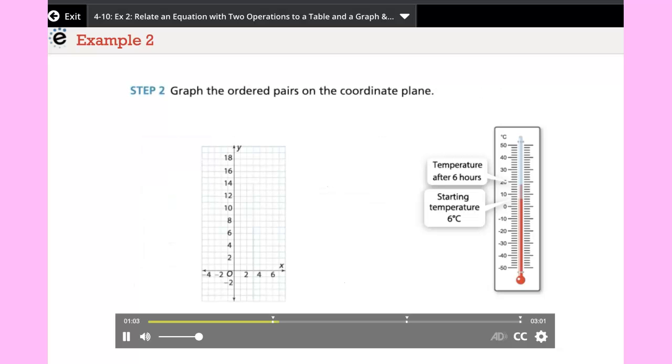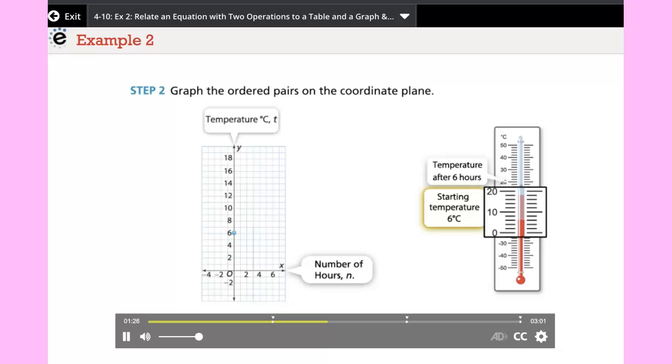Another way to represent the problem is to graph ordered pairs on the coordinate plane. Plot the number of hours, N, on the x-axis. Plot temperature in degrees Celsius, T, on the y-axis. Show the starting temperature of 6 degrees Celsius by plotting a point at the coordinates 0, 6. The temperature increased 2 degrees Celsius each hour. As the x-coordinate increases by 1, the y-coordinate increases by 2. Each point on the graph corresponds to one of the rows of the table in step 1.